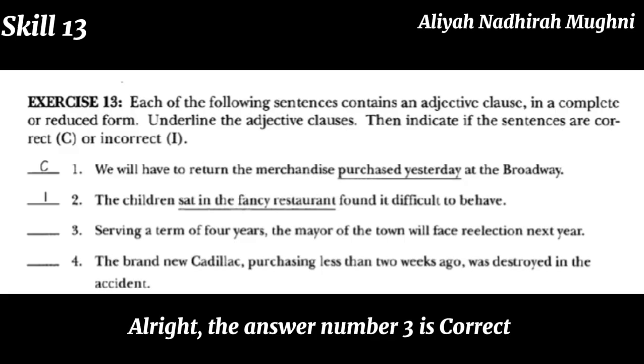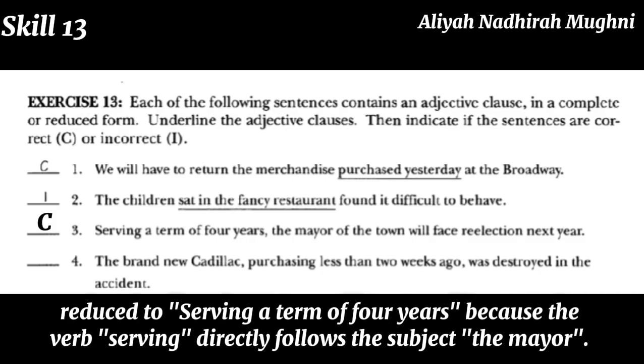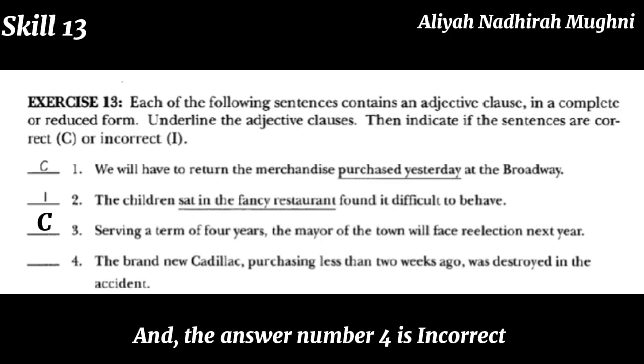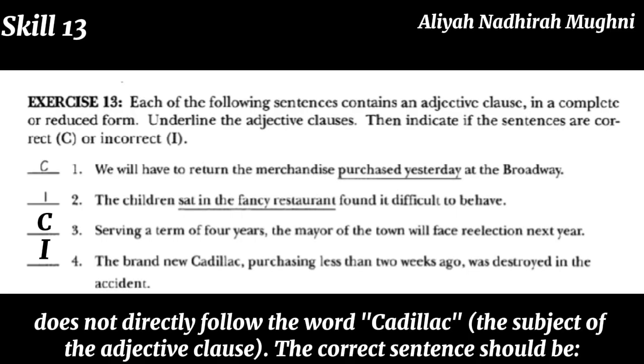Alright? The answer number 3 is correct. The sentence contains an adjective clause who is serving a term of 4 years. This clause can be reduced to serving a term of 4 years because the verb serving directly follows the subject, the mayor. And the answer number 4 is incorrect. The adjective clause purchasing less than 2 weeks ago cannot be reduced because the verb purchasing does not directly follow the word Cadillac, the subject of the adjective clause.